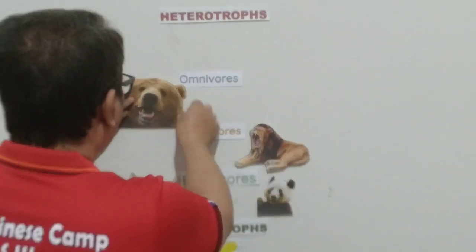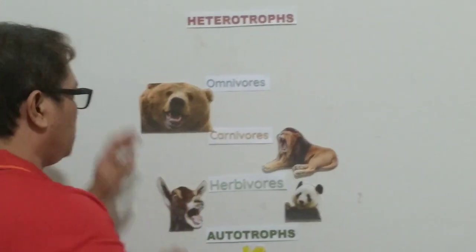Can you give me one example of an omnivore? Yes, that's the bear. You know, the bear eats everything. You see the bear? It can eat honey, it can eat berries, and it can eat meat. Anywhere it found meat, the bear is an omnivore.